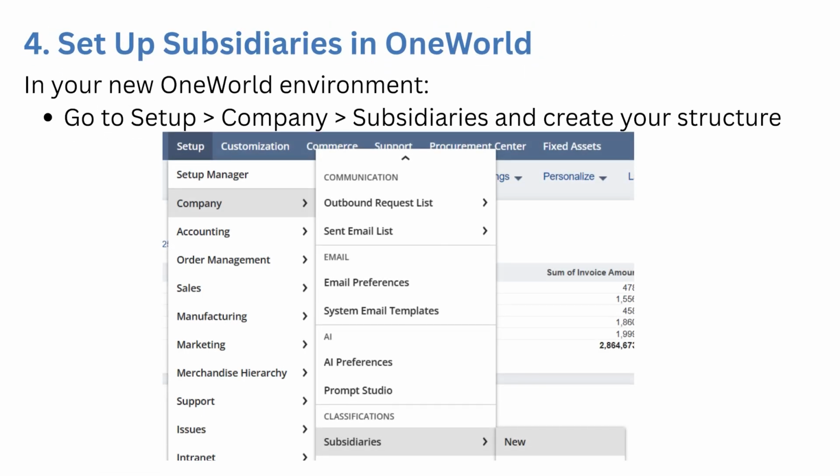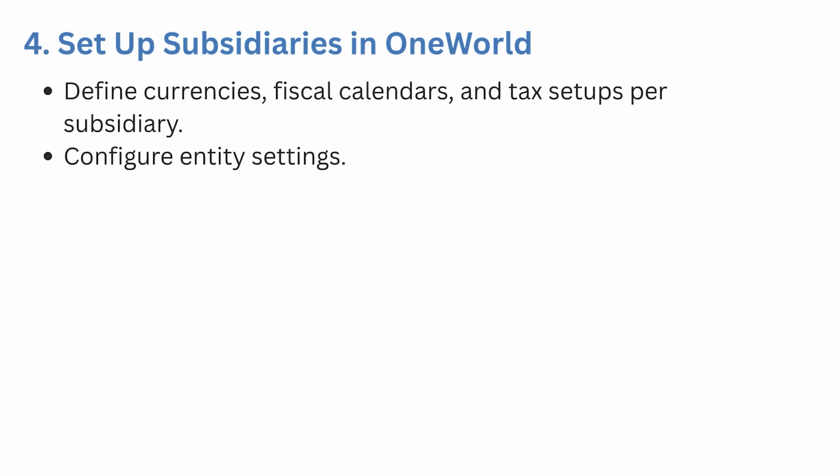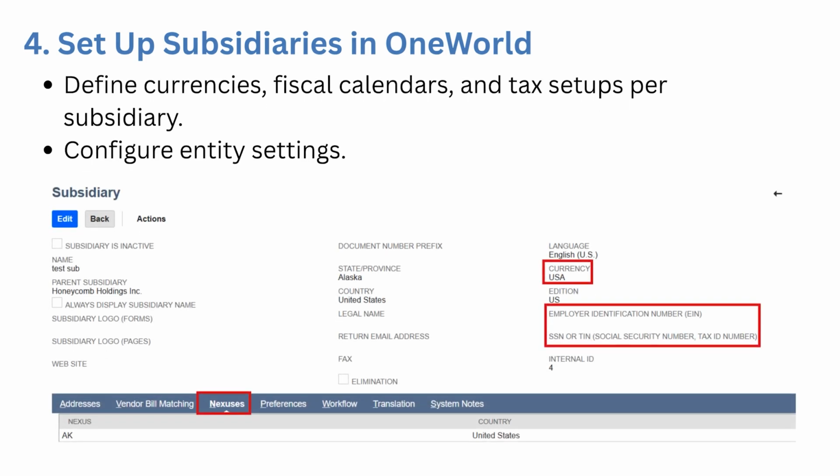Setting up subsidiaries is a foundational step when configuring NetSuite OneWorld, as it enables multi-company, multi-currency, and multi-tax operations. In your new OneWorld environment, go to Setup, Company, Subsidiaries, and create your structure. Define currencies, fiscal calendars, and tax setups per subsidiary. Configure entity settings.